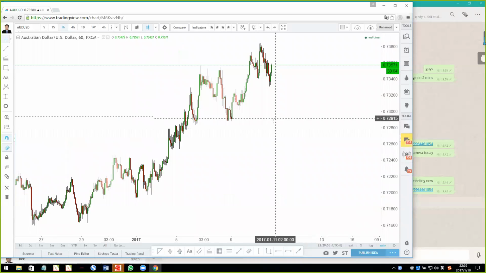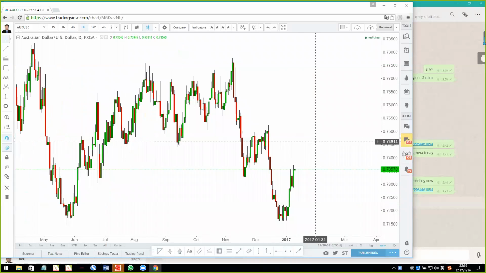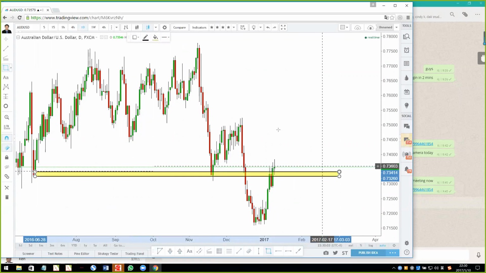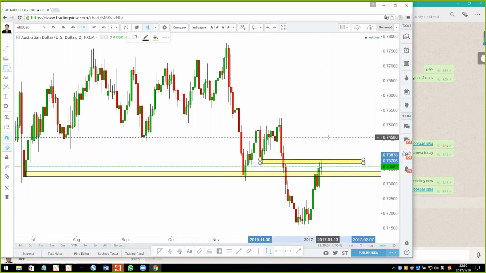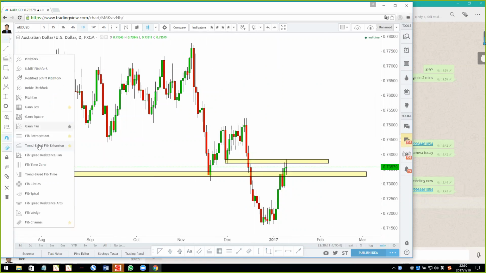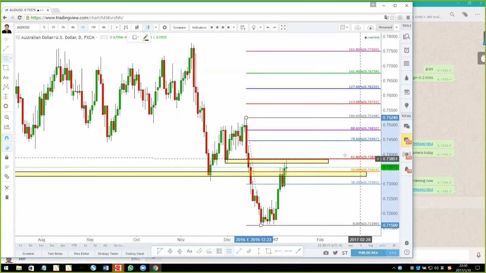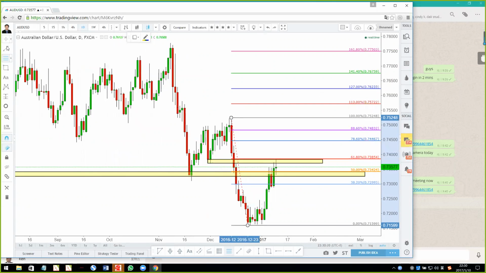Aussie dollar has had a strong rally recently. However, it is really testing this level. I can see that the price has stopped breaking higher, and it already touched the 618 from the recent drop. It really touched the 618, which is 0.7385. So I want to short the Aussie.